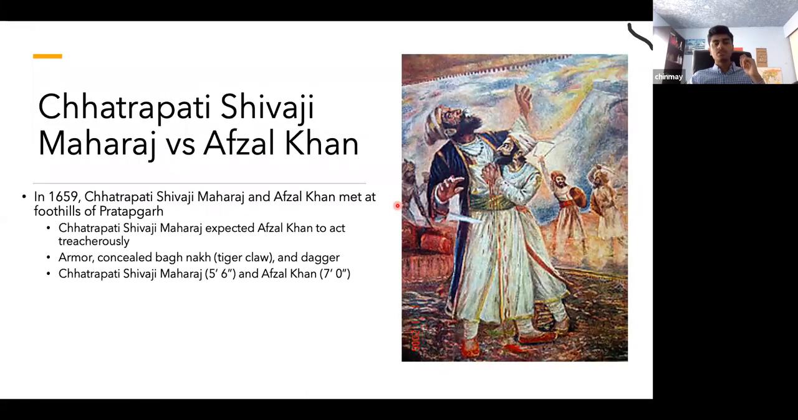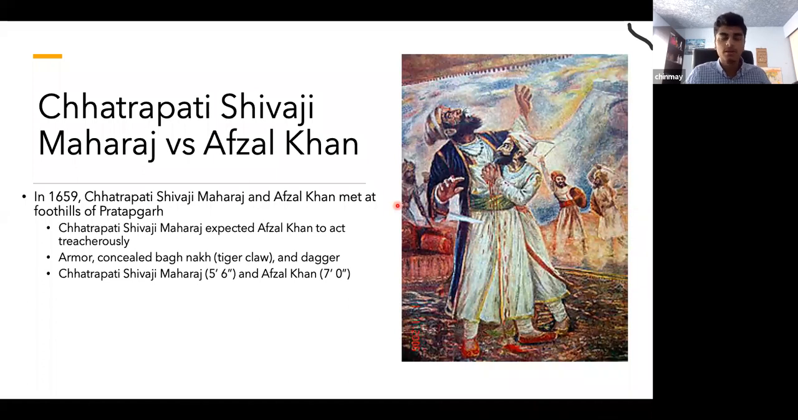Chhatrapati Shivaji Maharaj and Afzal Khan met at the foothills of Pratapgarh, the foothills of the fort that Shivaji was occupying at that time. So Shivaji expected Afzal Khan to treacherously attack him because Afzal Khan was known for that. He was known for being a very traitorous type of person. Regardless, Shivaji expected Afzal Khan to do some sort of treachery. So what Chhatrapati Shivaji Maharaj did was he wore armor underneath his clothes. He concealed a bagnak, which was a tiger claw. It's a type of weapon that you hold, with these piercers. It's like a claw, essentially. It resembles a claw of animals. They're called tiger claws. And he concealed a dagger as well.